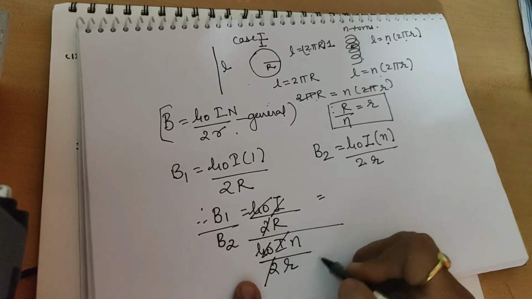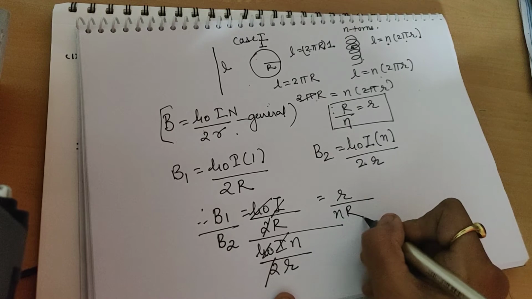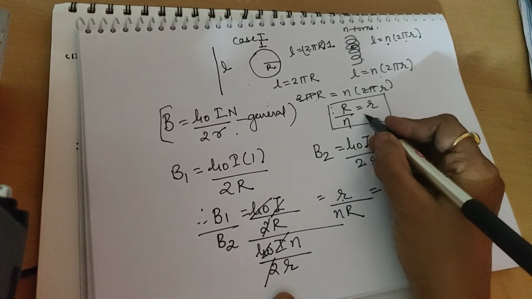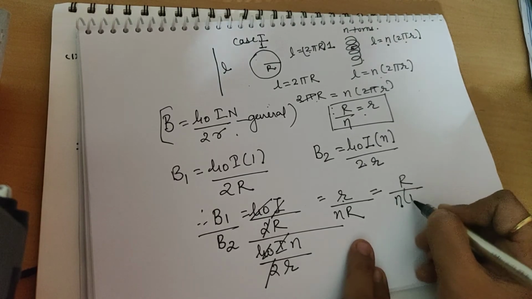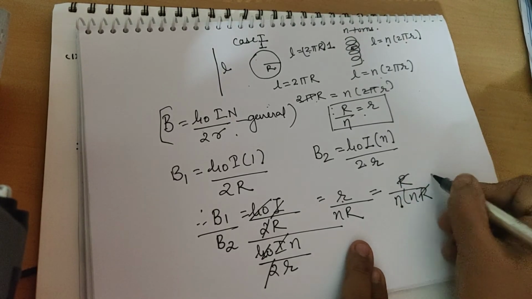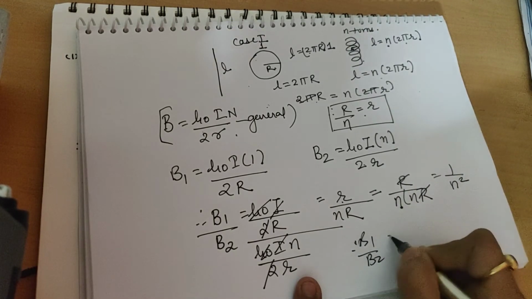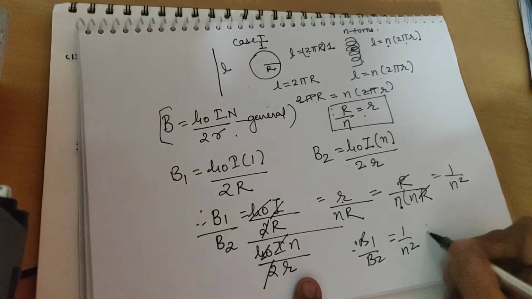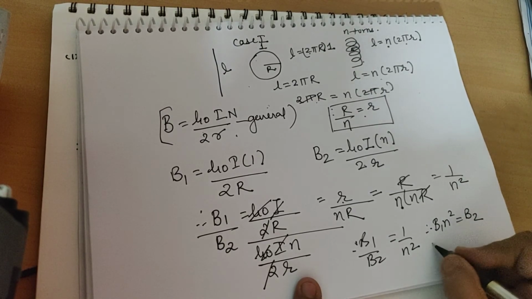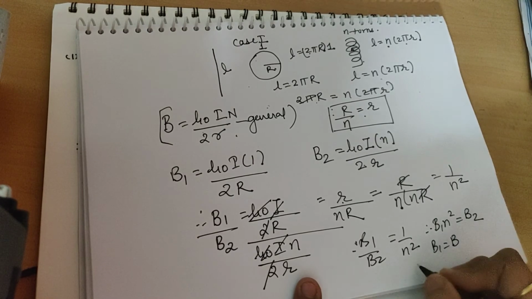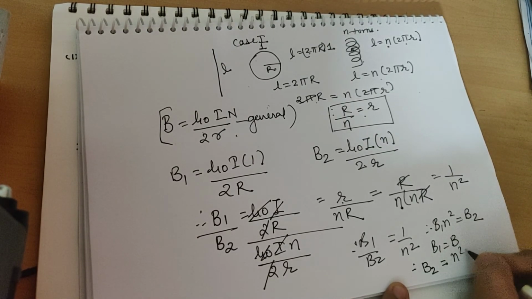So what did you get here? Can I say I get r upon nR? But what is small r? Small r is equal to R upon n, into nR. So R and R go away. So what did you get? B1 upon B2 is equal to 1 upon n square. So can I write B1 n square is equal to B2? Here B1 is given to us as B. So what is the resultant magnetic field? That is B2. It is n square B.